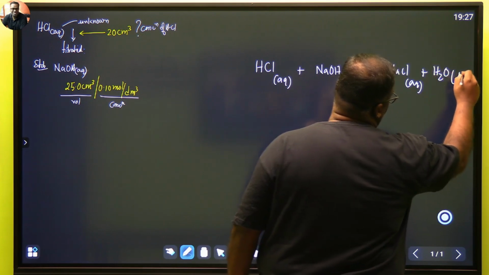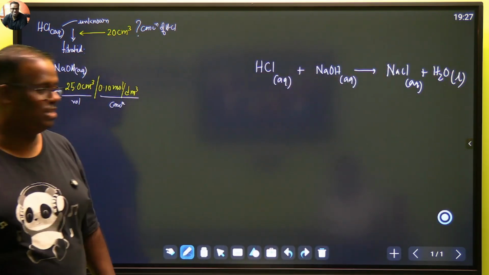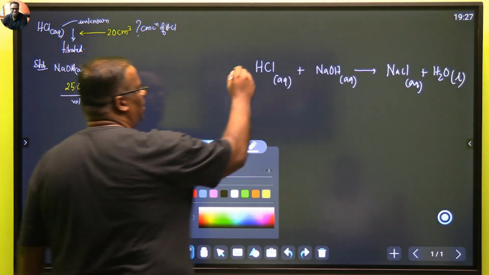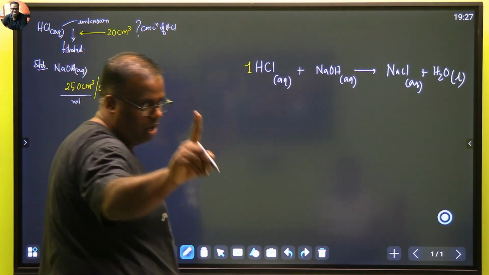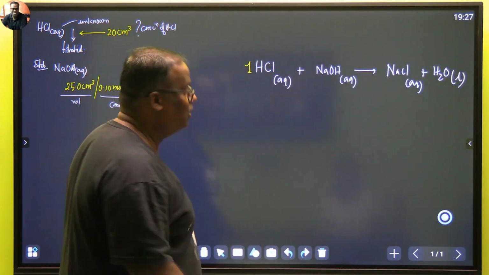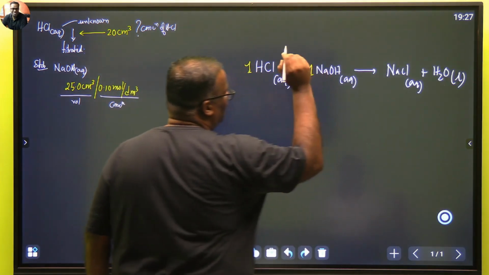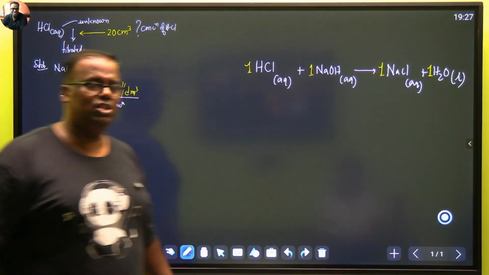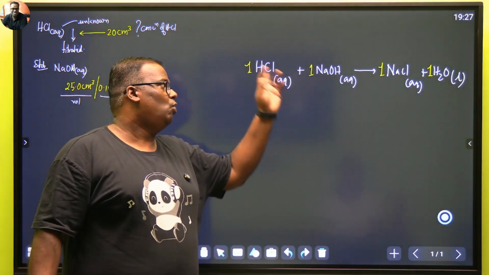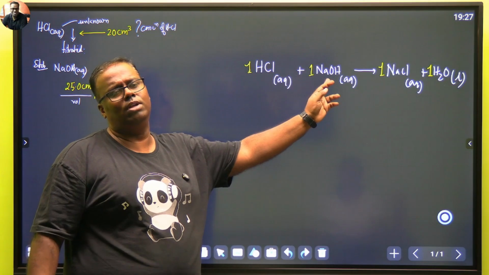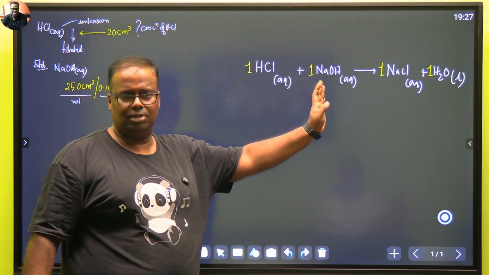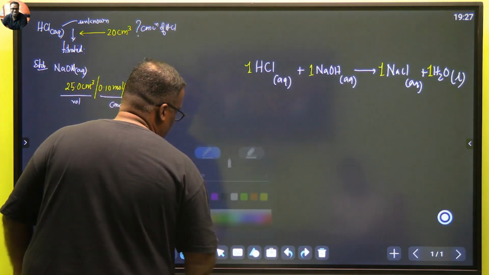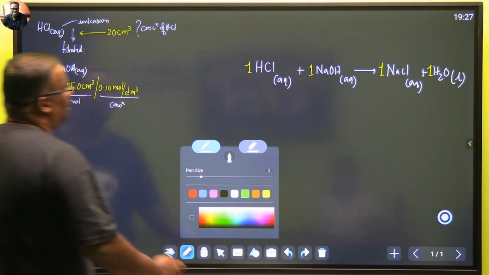You can understand. Aqueous, right? What does this reaction tell me? Get your basics absolutely clear. 1 molar means 1 mole in 1 liter or 1 dm cube. 1 molar reacts with 1 molar to produce 1 molar. From this we understood one thing: 1 molar HCl can knock off 1 molar NaOH straight away. Understood? Okay. Now let us find out, in our question, what is the data of HCl?